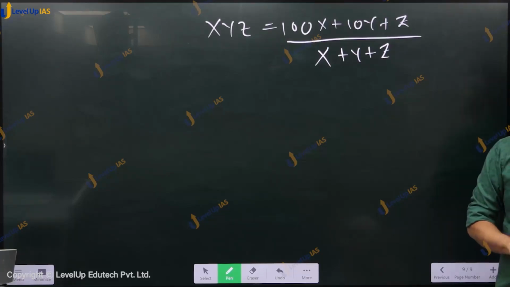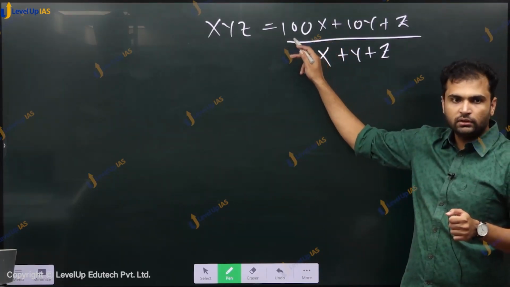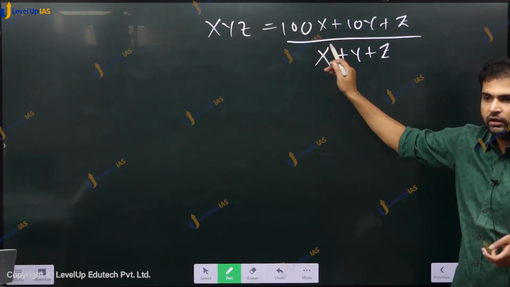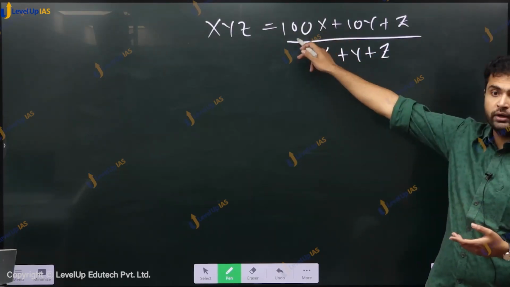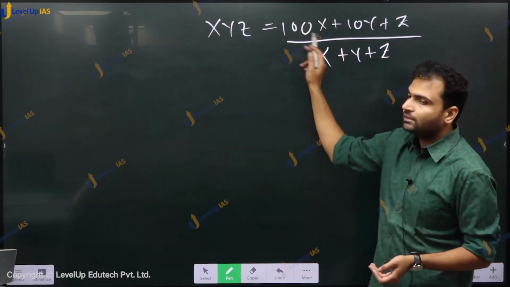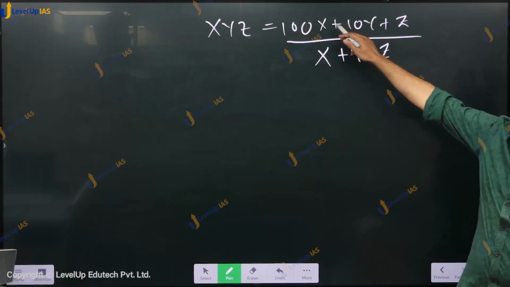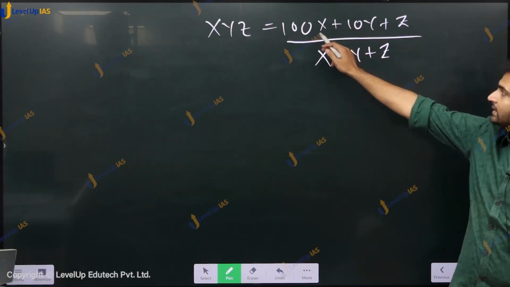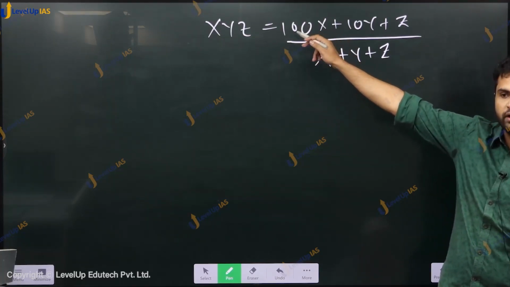Now, think of it like this. This x comes with 100. So whenever you take x as 1, it becomes 100. If x is increased by 1, so if x is 2, then this becomes 200. If x is 3, then it becomes 300. Because x is at the hundreds place, changing x changes this value very, very drastically.